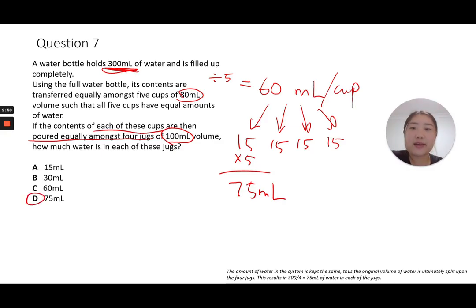You can also think about it like this, okay? You're still going to split each cup equally, so you might as well just pour everything back into the original container and then split it again into the 4 jugs. It's the same thing, okay? So that's why D is the answer.